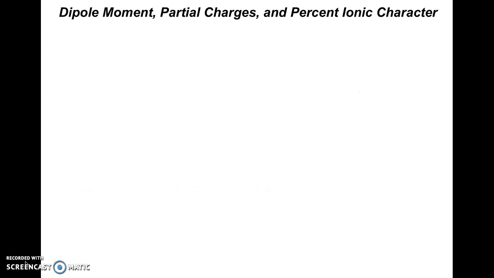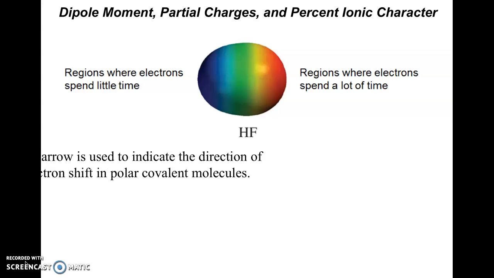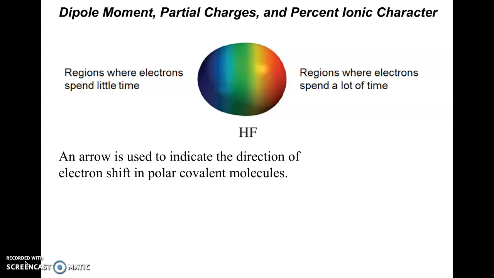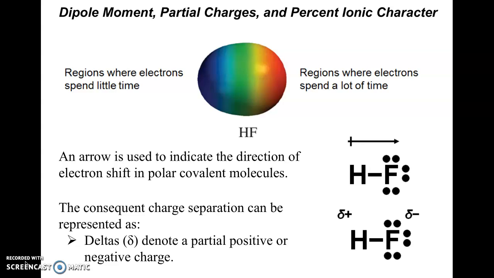Okay, so now we're going to look at dipole moment, partial charges, and percent ionic character. Once again, we're looking at hydrogen fluoride with the blue end and the red end. And so we know this is definitely a polar compound. We're going to see some charge separation, and we're going to use that delta to show that. The other way you can do it is with an arrow that points towards the more electronegative atom. It shows this is polar, and we call that a dipole moment, meaning that there is a definite pull towards the one element.